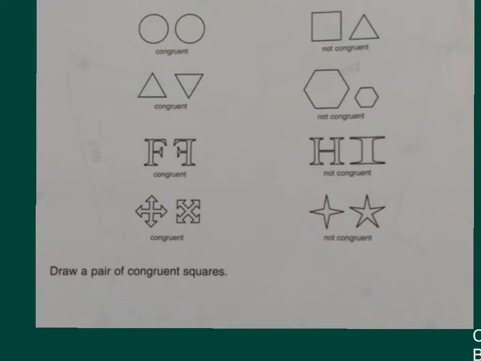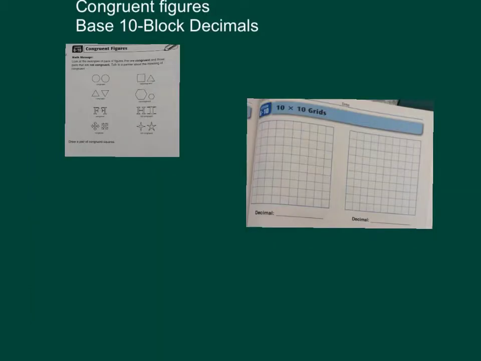H and I. By looking at that, are they the same size, the same shape? No, so we would say not congruent. If I were to draw two squares, are those congruent? Are they the same size? No. Are they the same shape? Maybe, but they're not congruent.